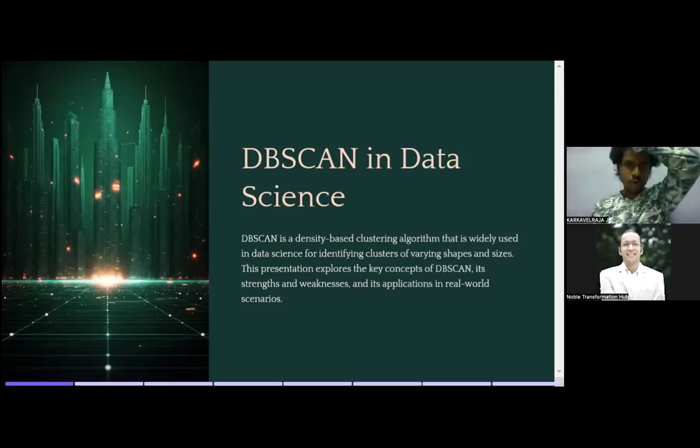Hope you are able to start understanding DBSCAN. Let's move one by one so that you can have a clear understanding of the black box behind it and the theory concept behind it.